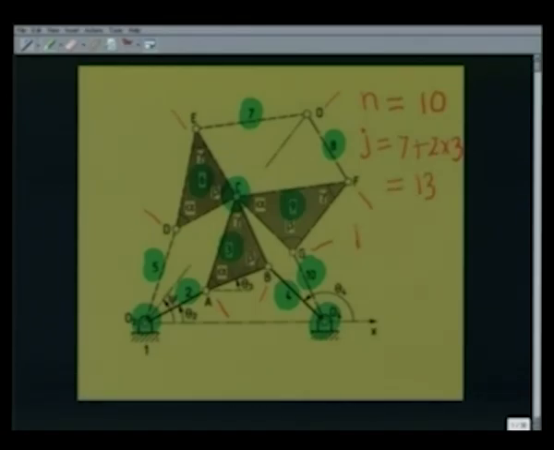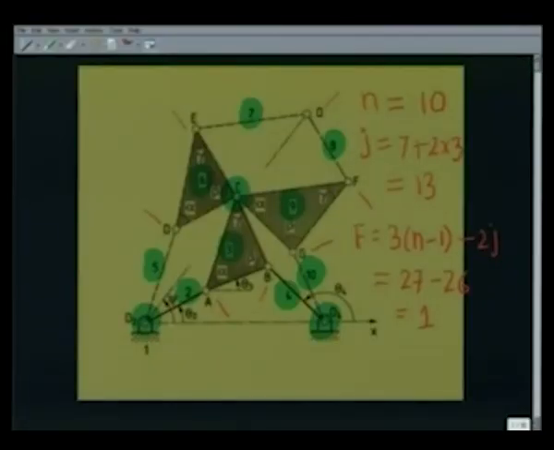So, the degree of freedom F is 3 times n minus 1 minus 2j, which is 3 into 9, 27, minus 2 into 13, 26, that is equal to 1. So, we see it is a single degree of freedom mechanism. That means, whenever any link moves, all other links move in a unique fashion. The question is, as this mechanism moves, let us see how does the point O, that is this point O, moves.